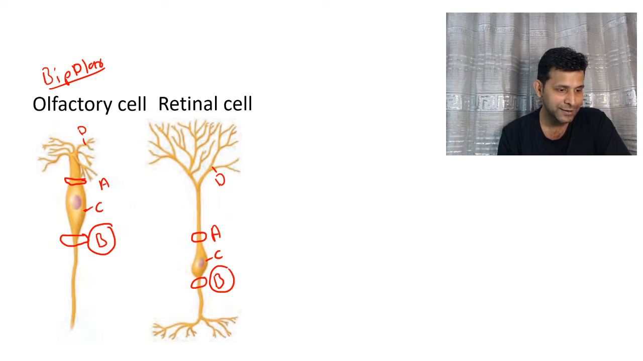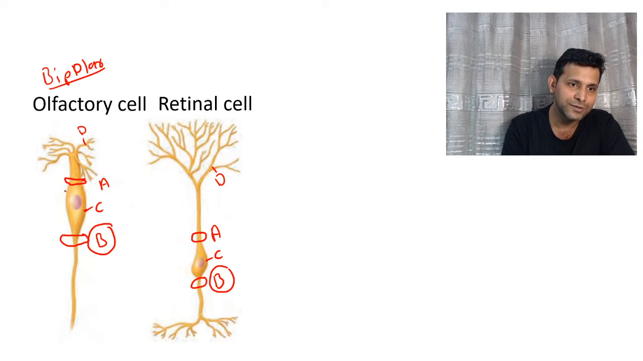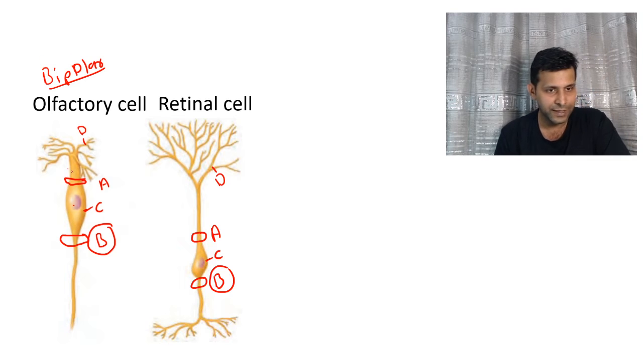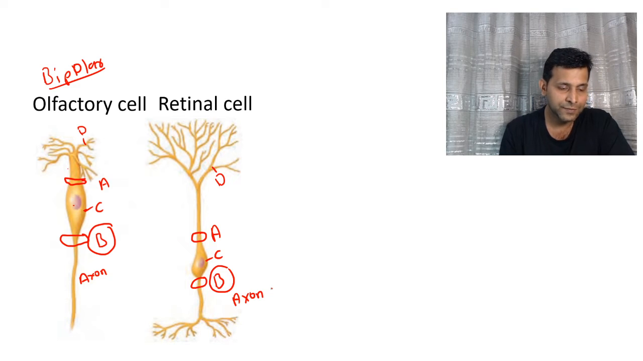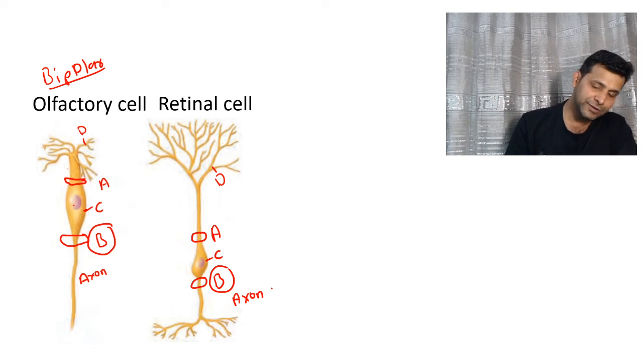No, D can't be the answer. Definitely D is not an answer because D are dendrons. So dendrons cannot have action potentials. Okay, so if we consider these as an axon here, B is the right answer. Okay, B is the right answer.